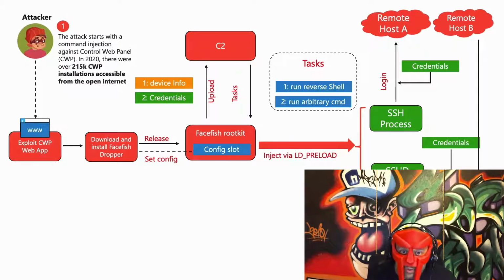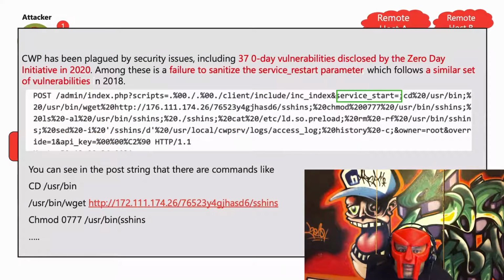The attack starts with a command injection against the Control Web Panel in this example. There are other ways that this can be implemented, but the one that was analyzed was using a vulnerable Control Web Panel. Now in 2020, there were over 215,000 Control Web Panel installations accessible from the open internet. So the attacker finds one that's vulnerable, and what does he do? He passes a POST command with his attack. It's basically the initiation of the attack.